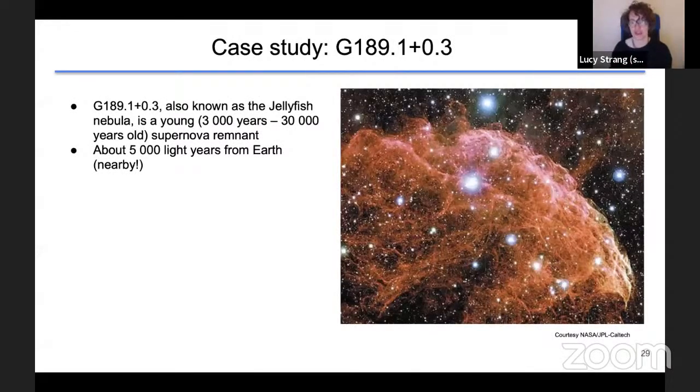And if we tap on the next slide button, we should see an example of one of the targets we looked at, which is G189.1 plus 0.3. And while that's the name we use for it in papers, that doesn't exactly roll off the tongue. So I'm going to borrow a colloquial name for it here, which is the Jellyfish Nebula. We chose this as a target because it's both young, and by young I mean it's between 3,000 years, so younger than the pyramids, and 30,000 years old. We're going to go with 3,000 years and be really optimistic. And it's only about 5,000 light years away from Earth, so it's practically next door.